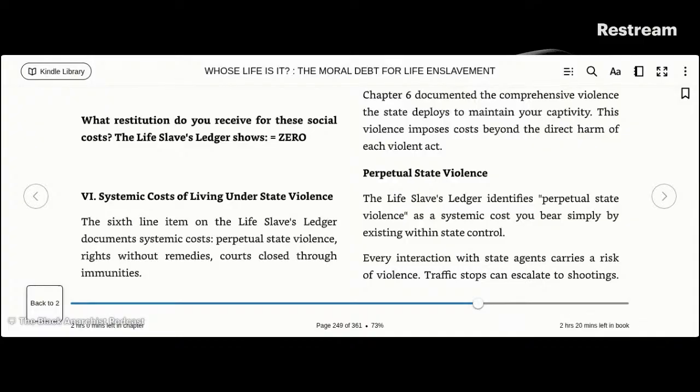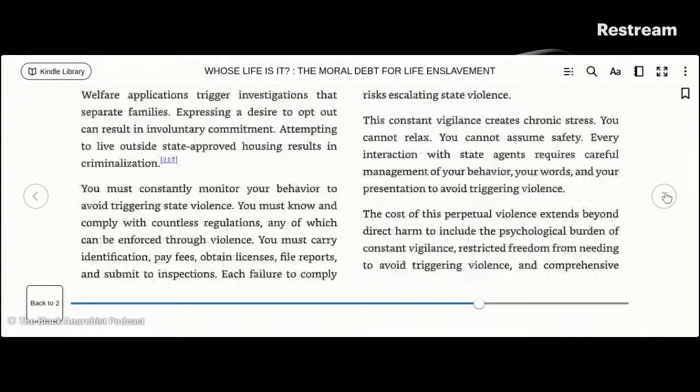Every interaction with state agents carries a risk of violence. Traffic stops can escalate to shootings. Welfare applications trigger investigations that separate families. Expressing a desire to opt out can result in involuntary commitment. Attempting to live outside state-approved housing results in criminalization. You must constantly monitor your behavior to avoid triggering state violence. You must know and comply with countless regulations, any of which can be enforced through violence. You must carry identification, pay fees, obtain licenses, file reports, and submit to inspections. Each failure to comply risks escalating state violence.